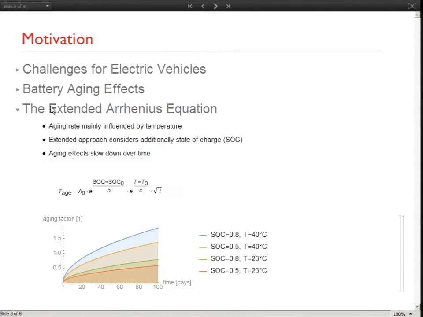I'm going to show you a very simple approach, which we're using at the AIT. This approach is called the Arrhenius equation.